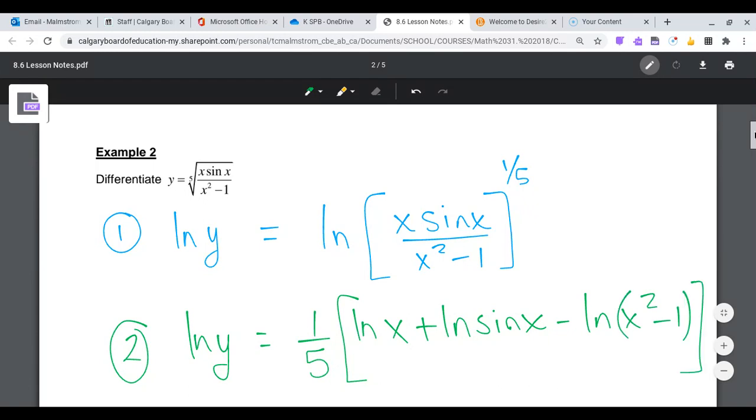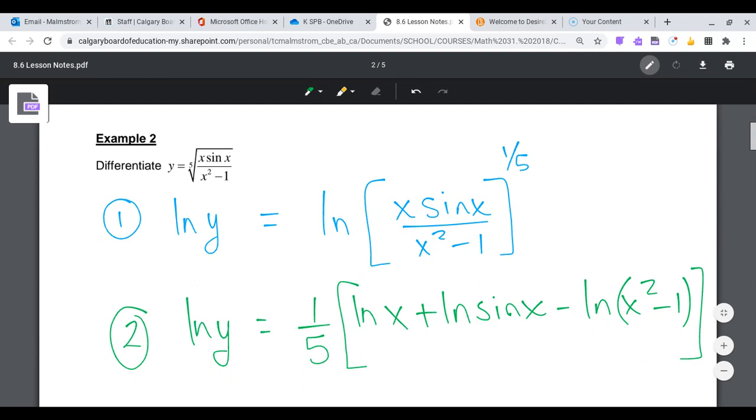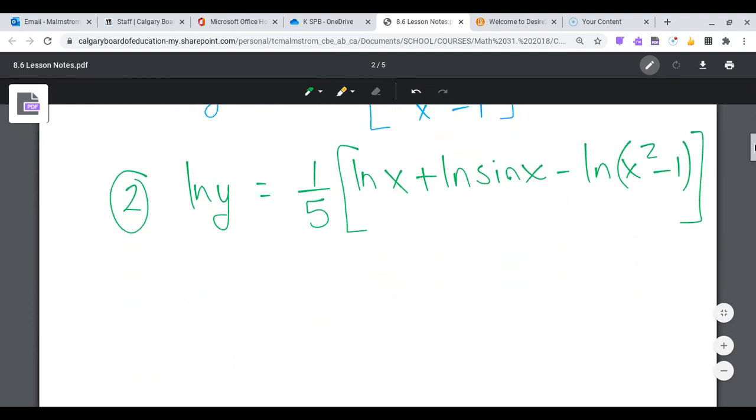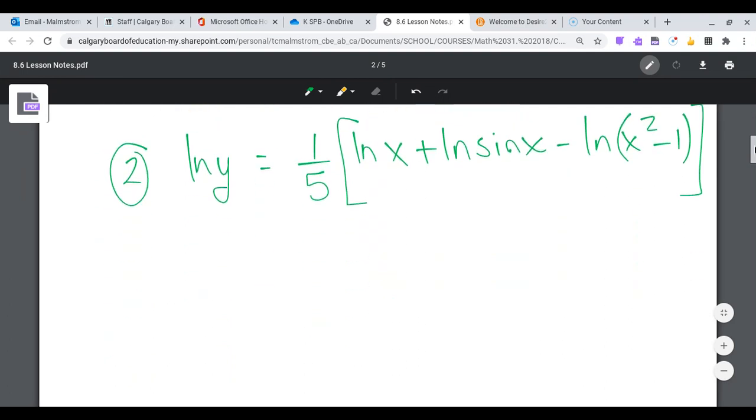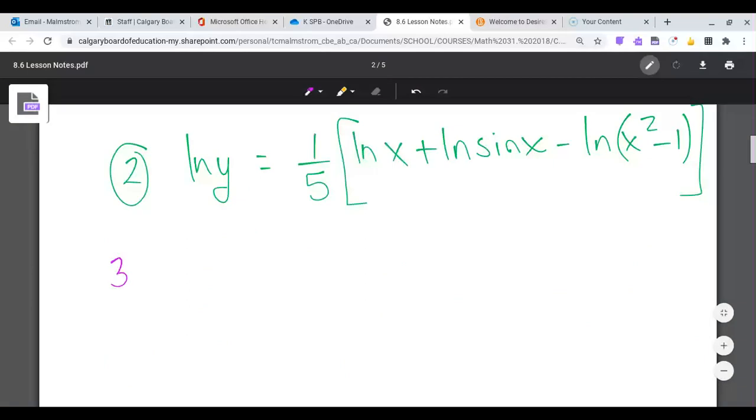Okay, so we're all expanded out. If you wanted to, you could put the 1/5 all the way through. It's kind of your thing. I just liked it factored out. I think it's good to just leave it factored out. It'd be tidier in the end. Okay, so what is step 3?